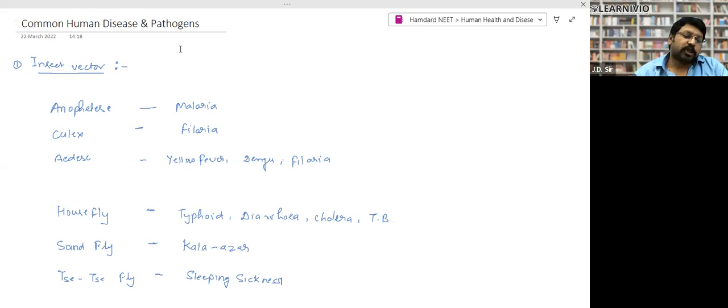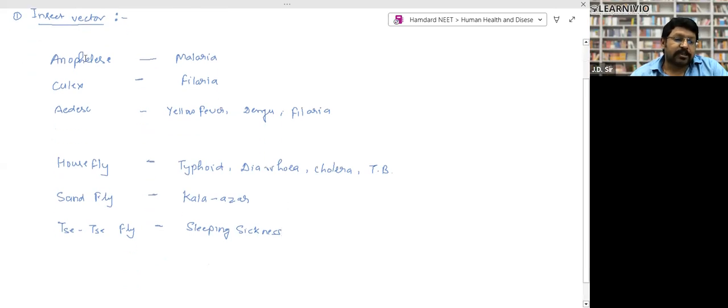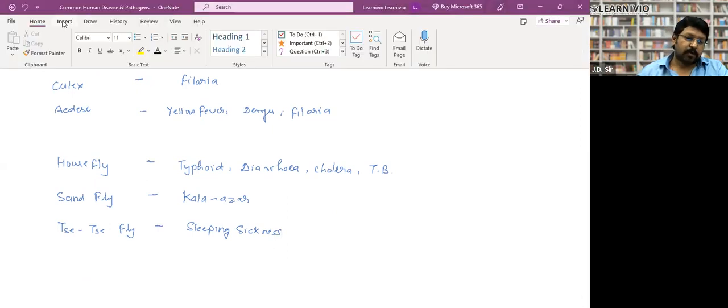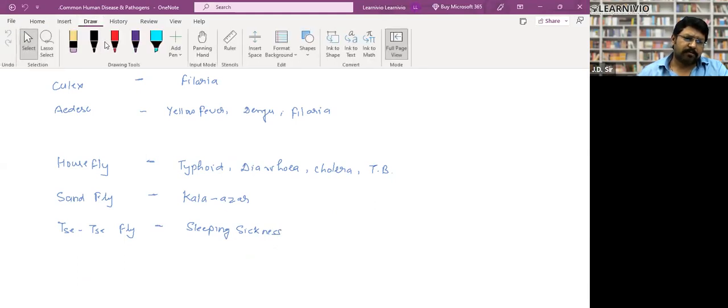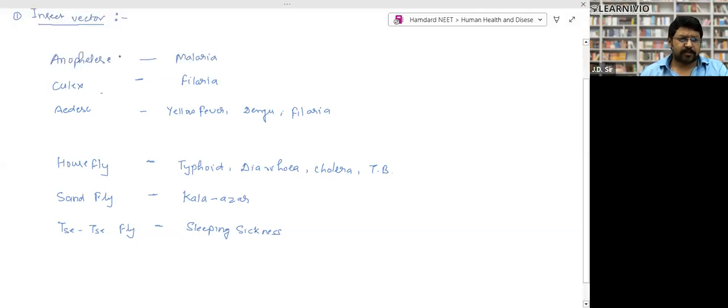So what are the insect vectors? Anopheles mosquito, that is a female mosquito, is responsible for malaria. It's a vector of malaria. Anopheles, Culex, Aedes, they all are female, right? So why do the male mosquitoes not transfer the disease? Only the female mosquito transfers the disease. They are the vector. Any one of you?